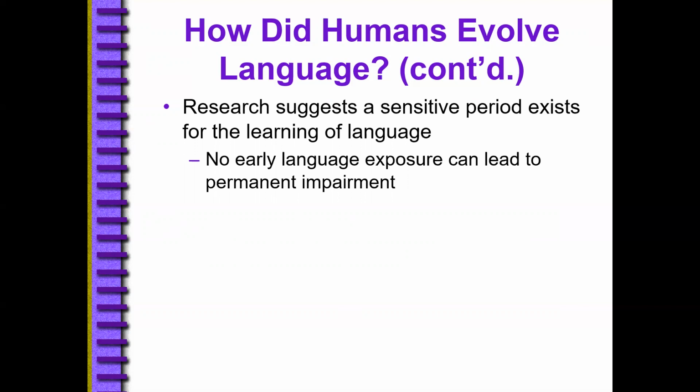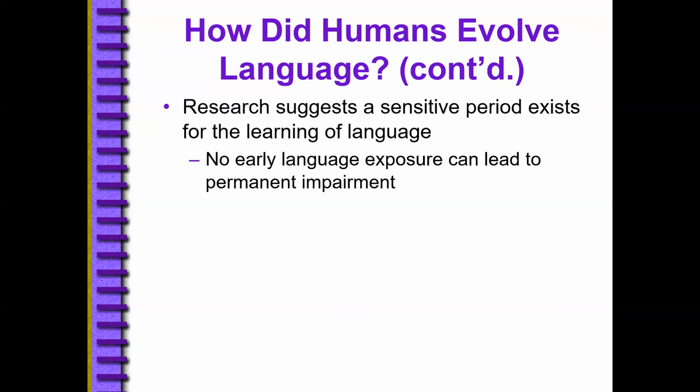I know we've talked a little bit about Genie before, and I do have a link to a video about Genie later on. Genie was that individual who was very severely abused and neglected. They kept her tied to a chair in a dark room. She had no social interaction. She was malnourished. She didn't get to exercise. She barely got to walk around because they just kept her tied up all the time.